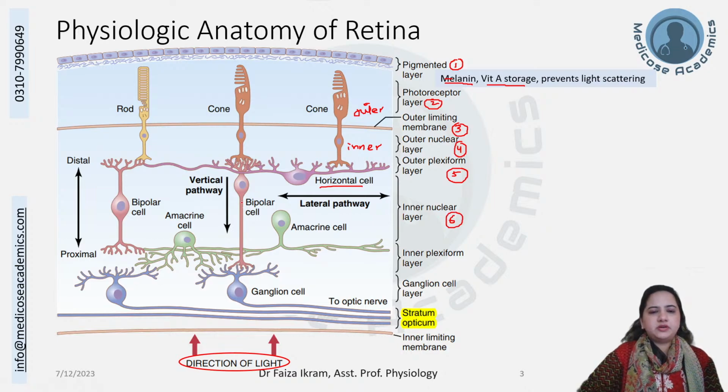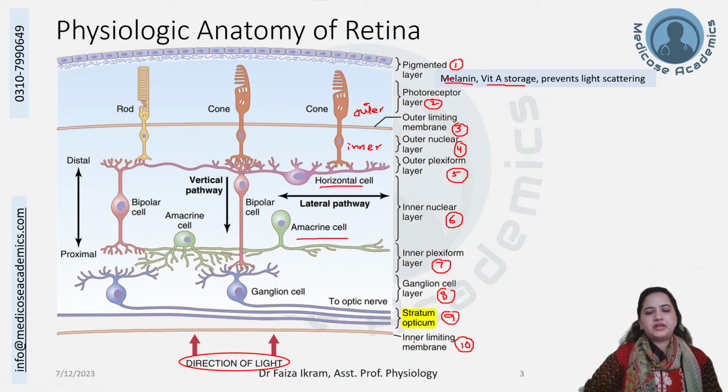Inner nuclear layer bipolar cells then further send the message toward the ganglion cells. Again, in between the bipolar cells and ganglion cells, there is another layer of cells which have horizontal communication with both the bipolar and ganglion cells. These are the amacrine cells. They form the next layer, the inner plexiform layer. Ganglion cells form the ganglion cell layer. The axons of ganglion cells form the optic nerve, the next layer, stratum opticum. And lastly, we can see the inner limiting membrane.